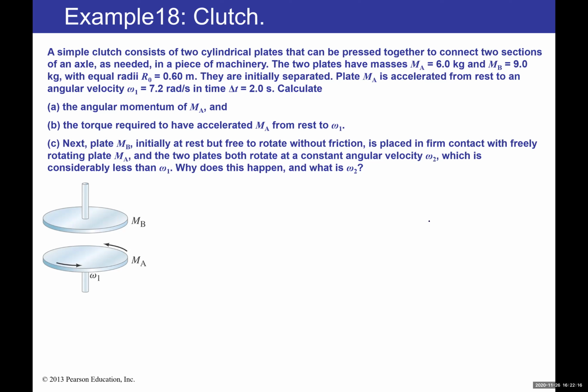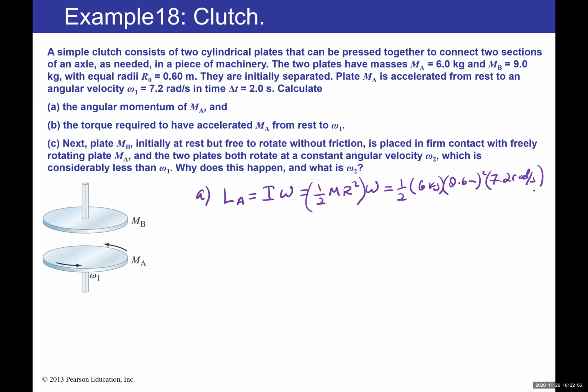So to calculate that, we need to say, all right, here's part A. The angular momentum of A is equal to the moment of inertia times the angular velocity. The moment of inertia is 1/2 mr squared, and then the angular velocity. So I can write it down as 1/2, mass was 6 kilograms, radius was 0.6 meters squared, times 7.2 radians per second.